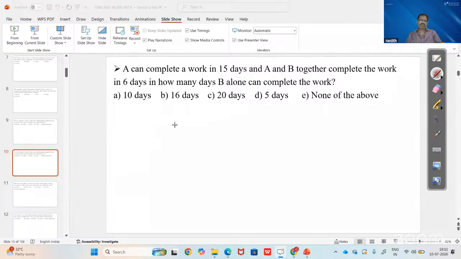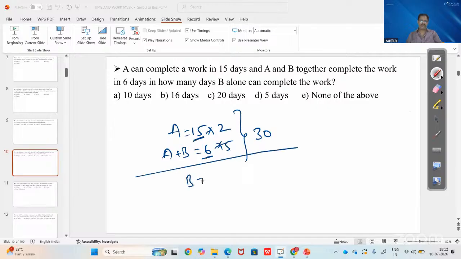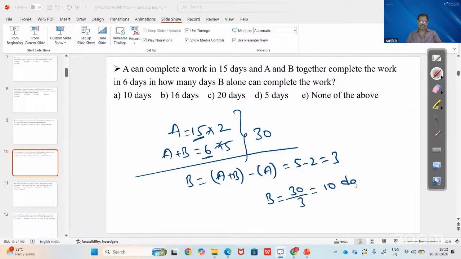Next question. A alone can complete in 15 days, A and B together in 6 days. In how many days can B alone do it? LCM of 15 and 6 equals 30. 15 twos are 30, 6 fives are 30. Now B alone equals A plus B minus A. So that is 5 minus 2 equals 3. So B alone equals 30 by 3 equals 10 days. Answer is 10 days.